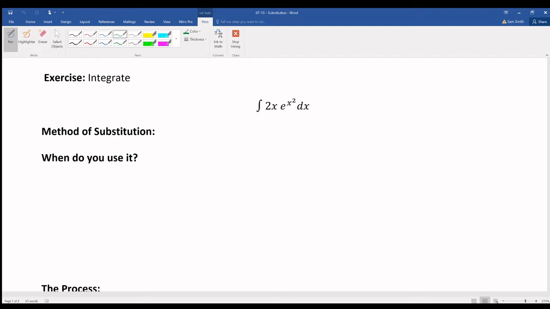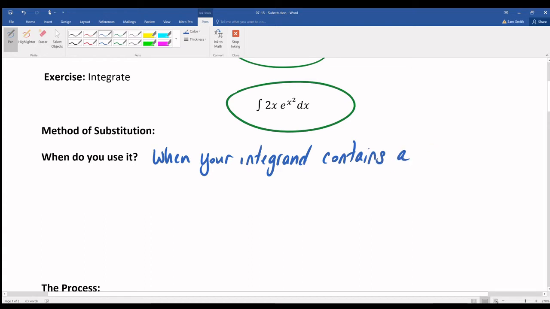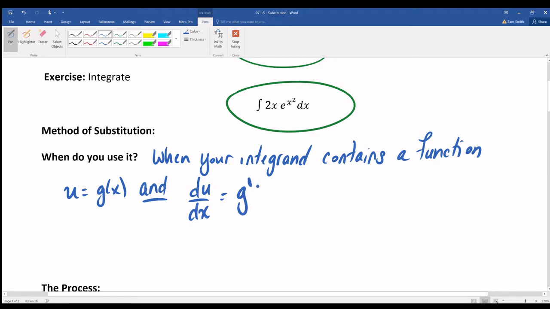Now, this method that we're introducing today, which is called Method of Substitution, is very useful if you're integrating something like this function. When do you use method of substitution? You use it generally in the following case. You use it when your integrand seems to contain some function, let's just call it u equals g of x, and the derivative of g of x, let's call it du dx, equals g prime of x.